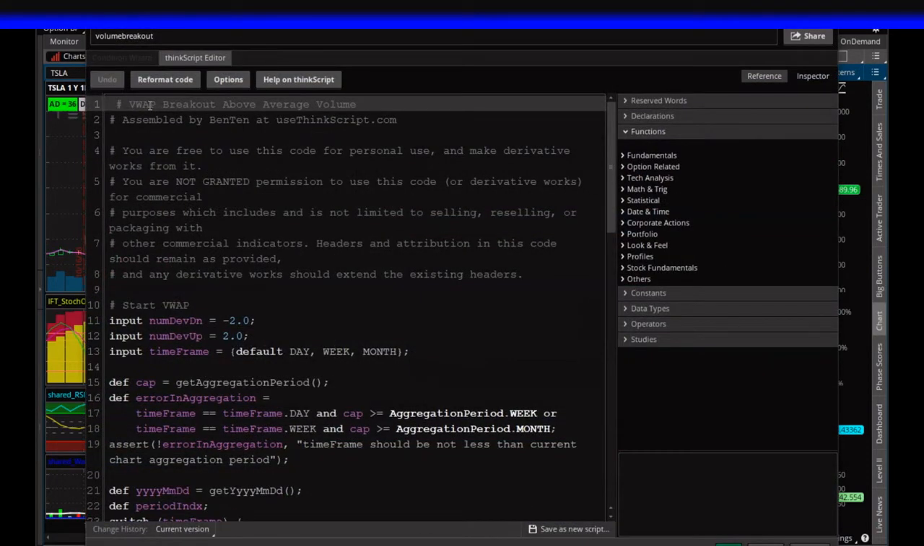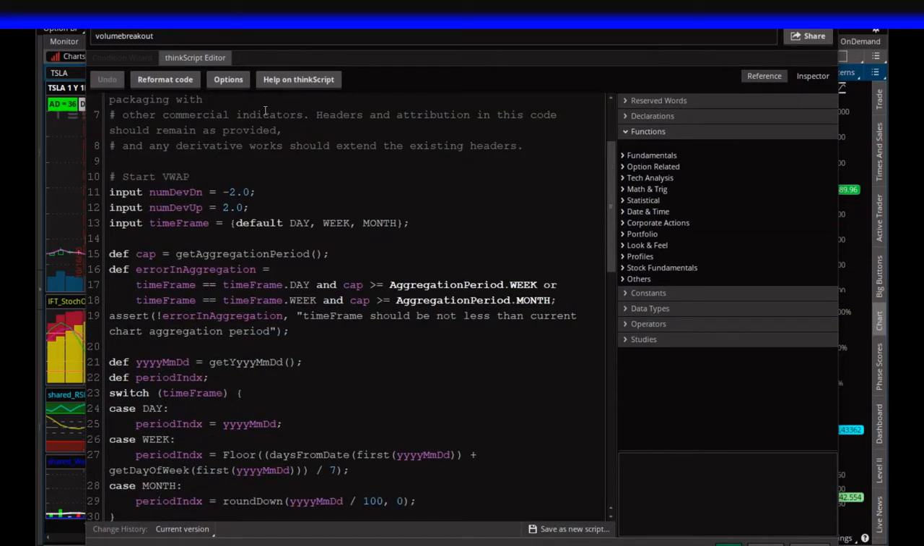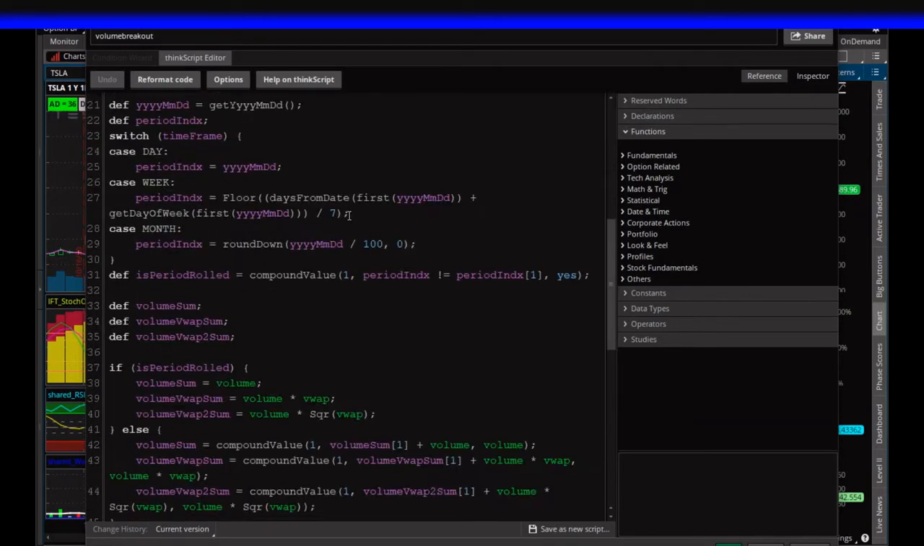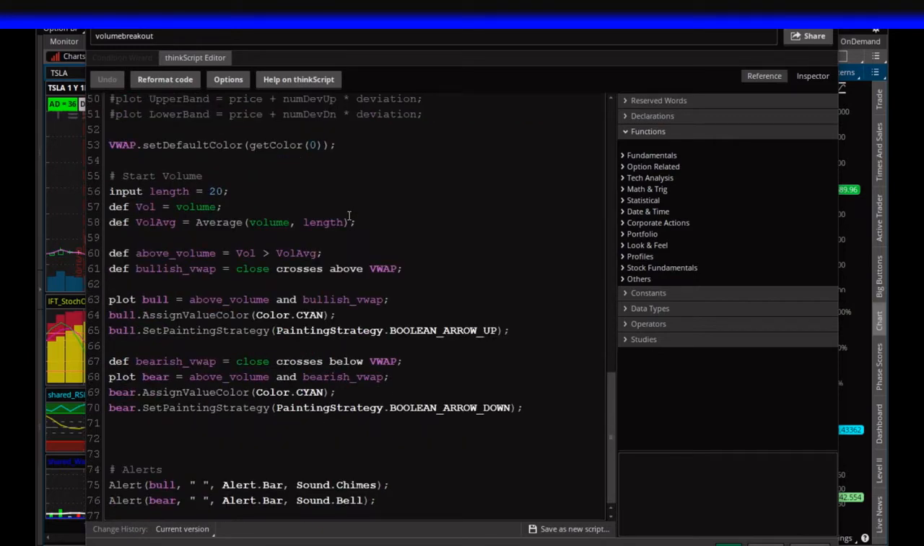Let's see, VWAP average assembled by Ben 10, free to use the code, derivative works, other packaging with. You're not granted permission to use this code in a derivative work commercially, limited to selling, reselling, or packaging with other commercial indicators. Headers and attribution in this code should remain as provided, and any derivative works should extend the existing headers. Okay, wonderful. So hats off to Ben 10 for making this. Thank you very much, buddy. I think Ben 10 is over at Use Think Script, so go over there, check him out, absolutely, support that guy.